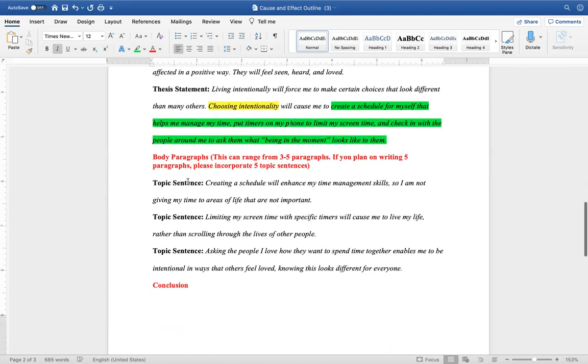So then if you look at my topic sentences, creating a schedule will enhance my time management skills. So I'm not giving time to areas in my life that are not important. Okay. And guys, so if that's my topic sentence, the way that I'm going to unpack that for me personally, I'm going to talk about what that looks like.